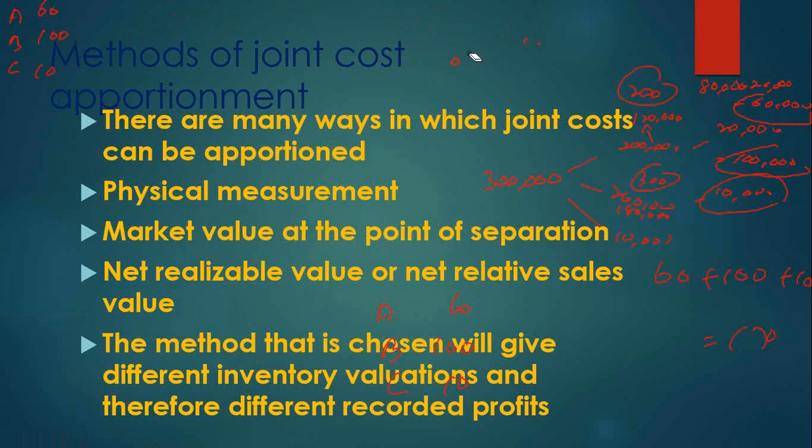So we have a 300,000 joint cost. What we do not know, we know the selling price is 200, that we know. We know the further processing cost is 20. We know we are not going by the output. So what's the next way we can look at?